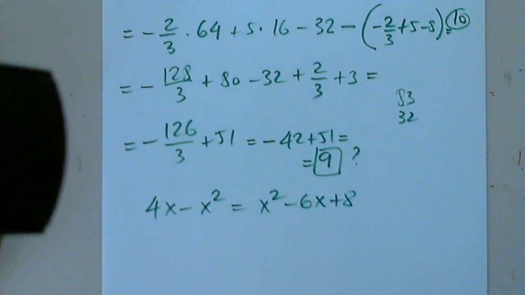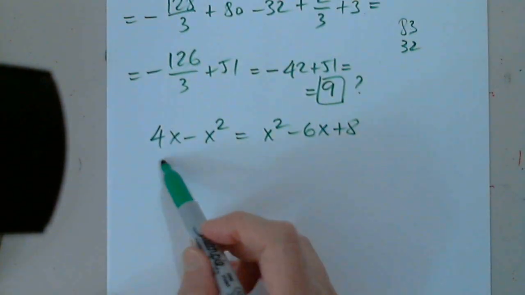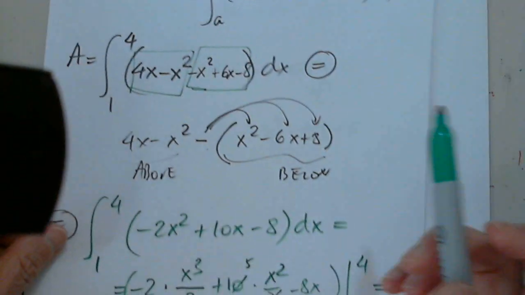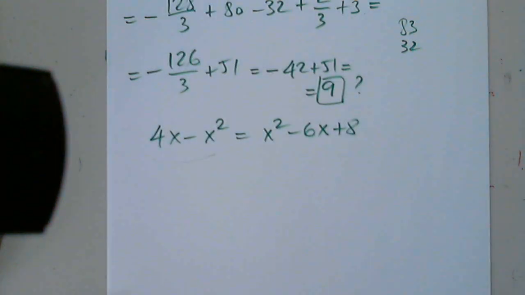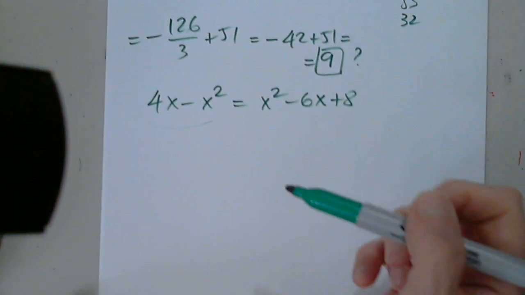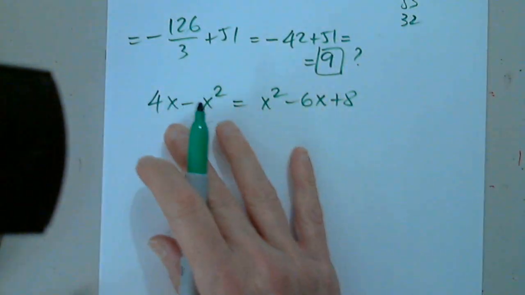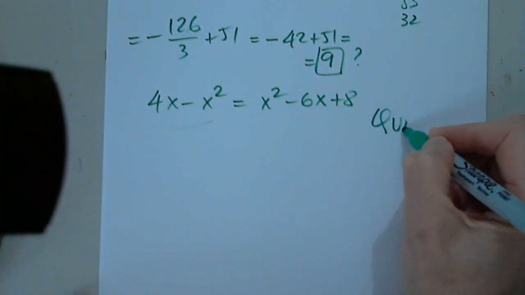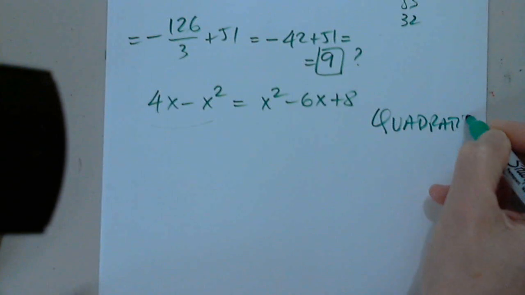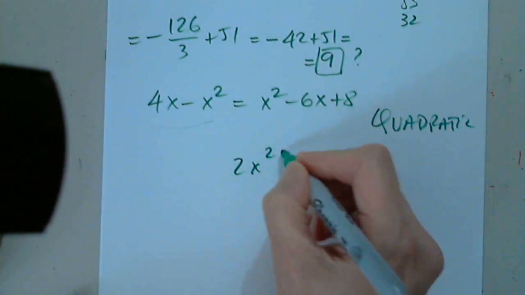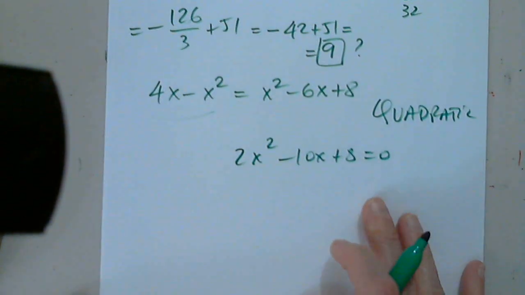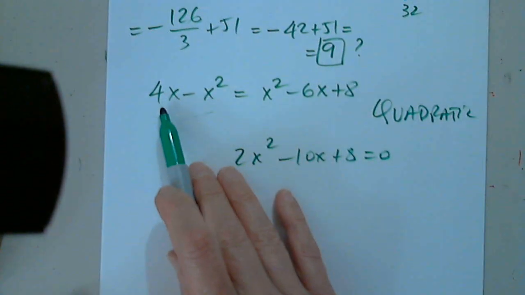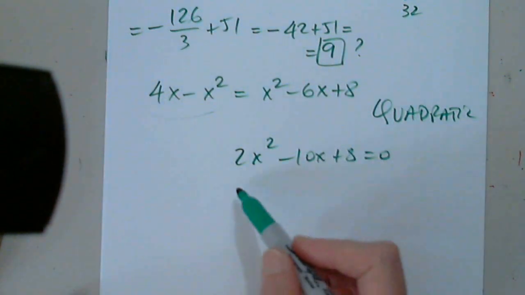Okay, so let's see. So the left one, double check, I copied correctly. Yes, 4x minus x squared. Yes, and x squared minus 6x plus 8. Good. So we have to move everything to one side because it's quadratic. So we have 2x squared, and then minus 10x, and plus 8 equals 0. 2x squared minus 10x plus 8 equals 0.